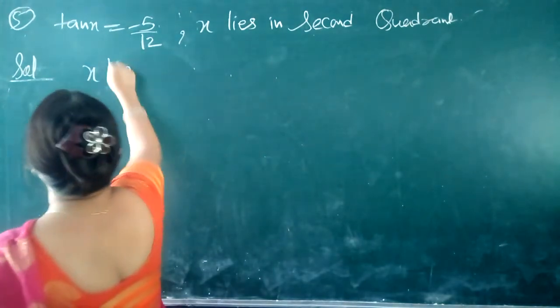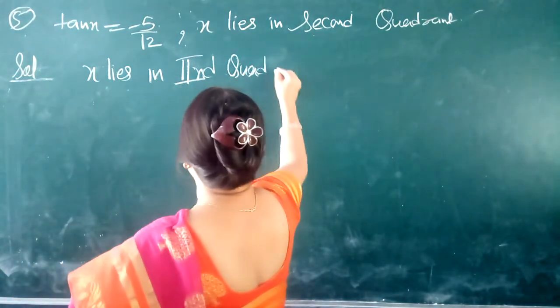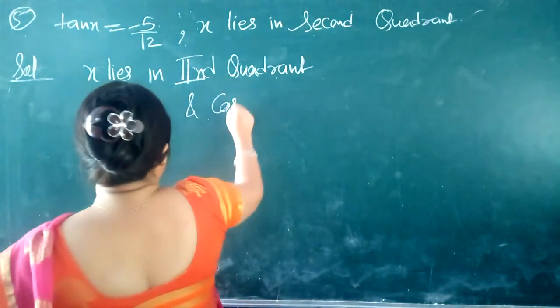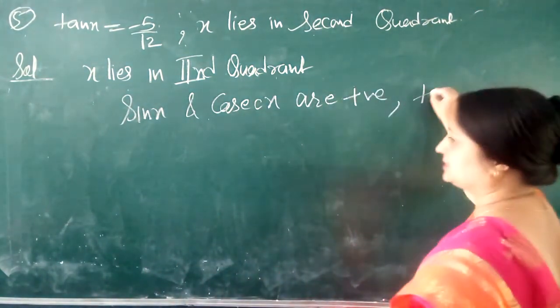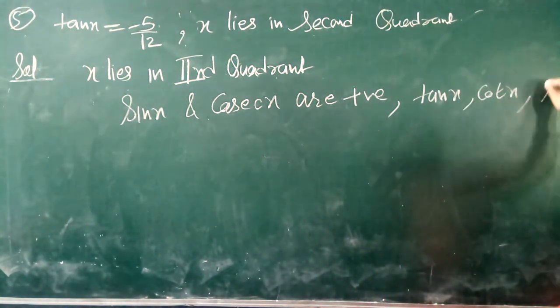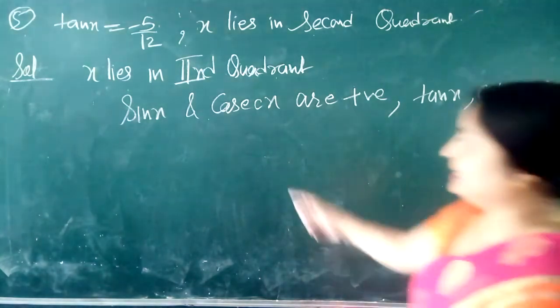x lies in the second quadrant, and you know that in the second quadrant only sin x and cosec x are positive, and cos x, tan x, cot x, sec x are negative. Therefore, x lies in the second quadrant.